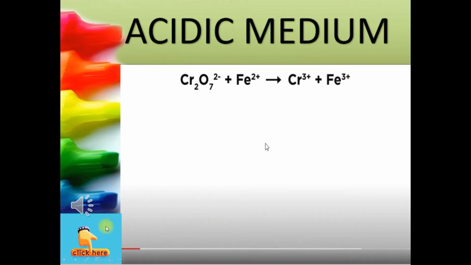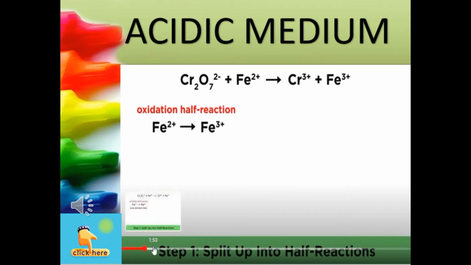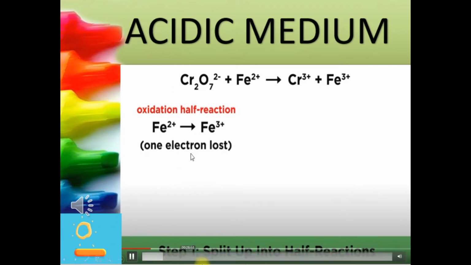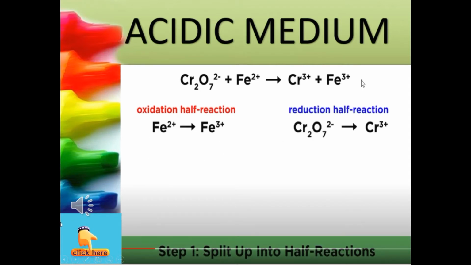How do we balance this? The first step is to split this up into half reactions. For the oxidation half reaction, iron 2+ becomes iron 3+. This is the oxidation half reaction because the iron has lost an electron. For the reduction half reaction, dichromate becomes chromium 3+. We can see by looking at the oxidation numbers for chromium that it has been reduced.